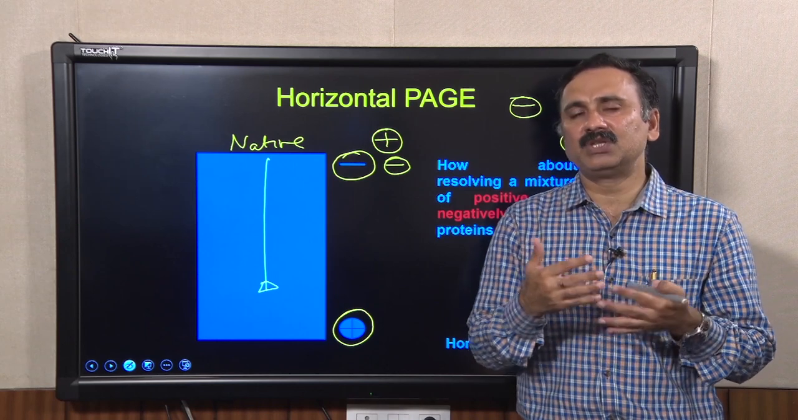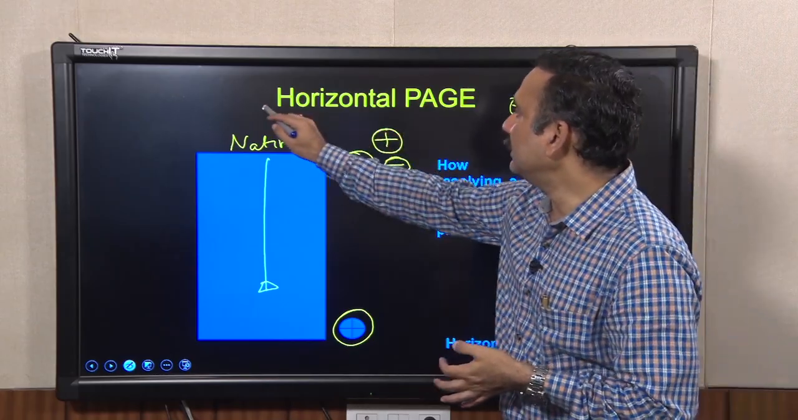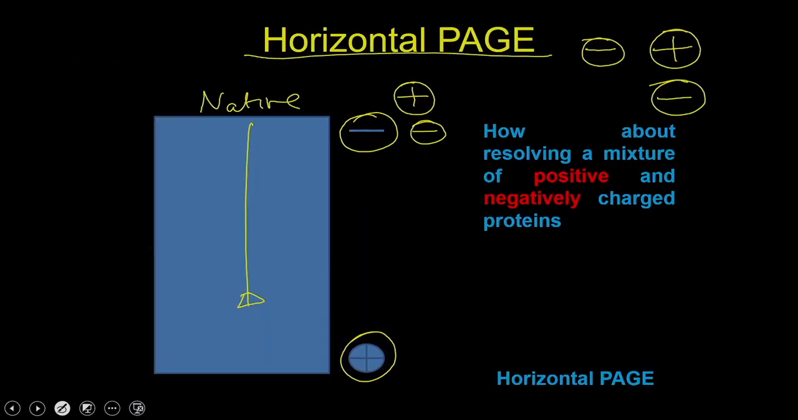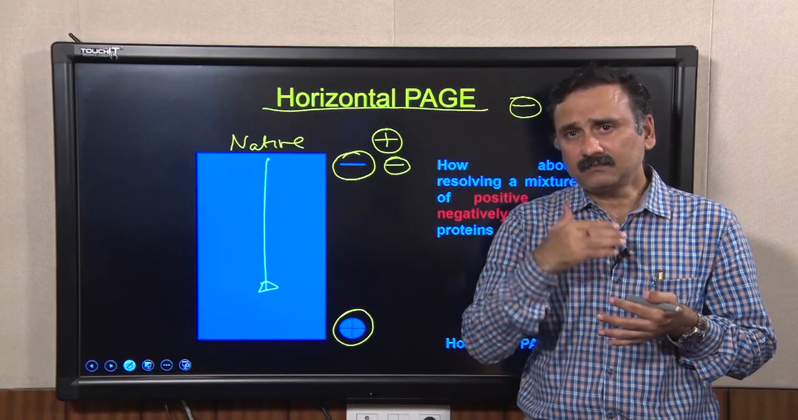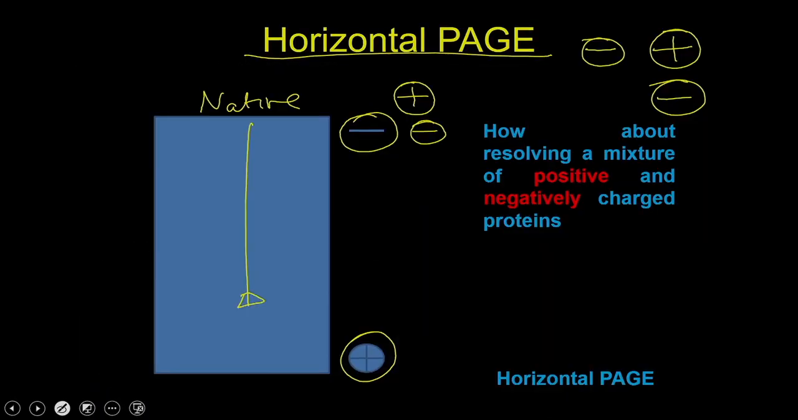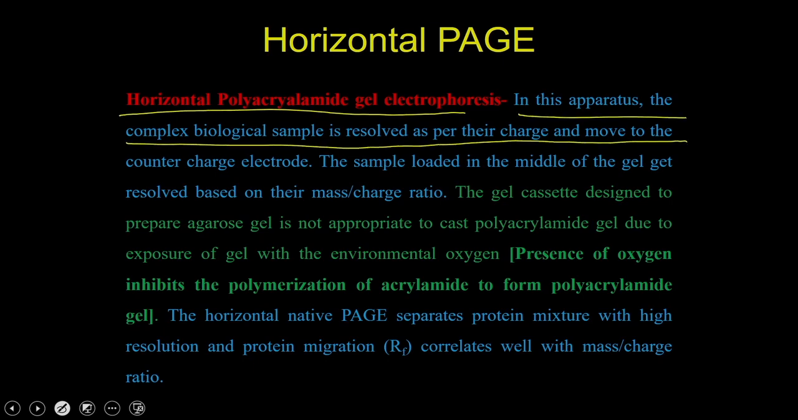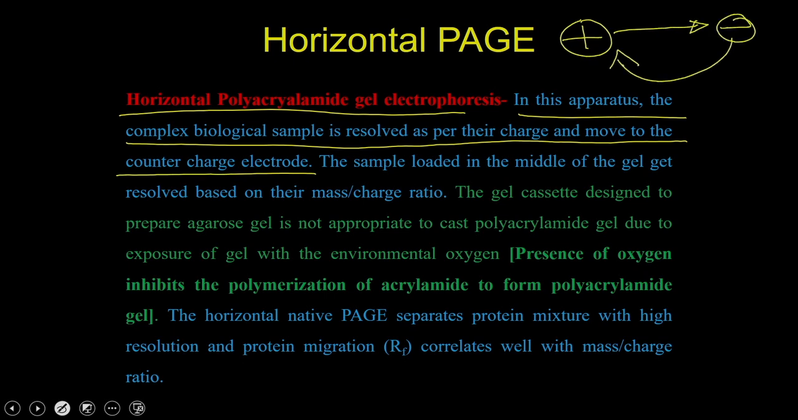So if you have a complex mixture with positively charged and negatively charged proteins, you have to run the horizontal PAGE. Horizontal PAGE is similar to the agarose gel, but you are using acrylamide instead of agarose. In this apparatus, the complex biological sample is resolved as per their charge and moves to the counter-charge electrode, which means the positive will move towards the negative and the negative will move towards the positive. The sample loaded in the middle of the gel gets resolved based on their mass by charge ratio.